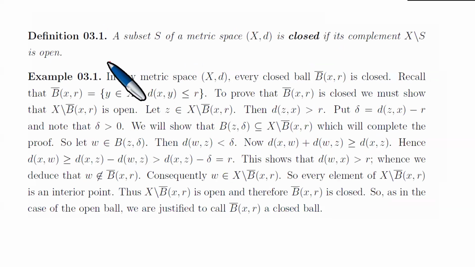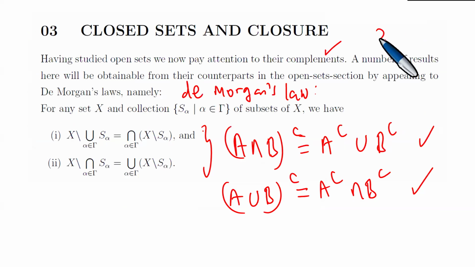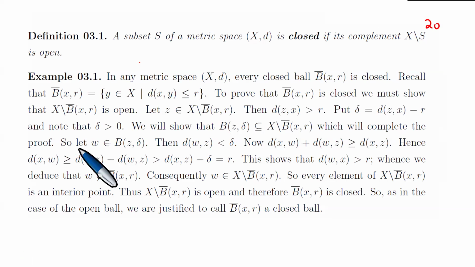Definition 03.1, a subset S of a metric space. So we studied up to about 2050, so we must go on up to 2150, thereabout.